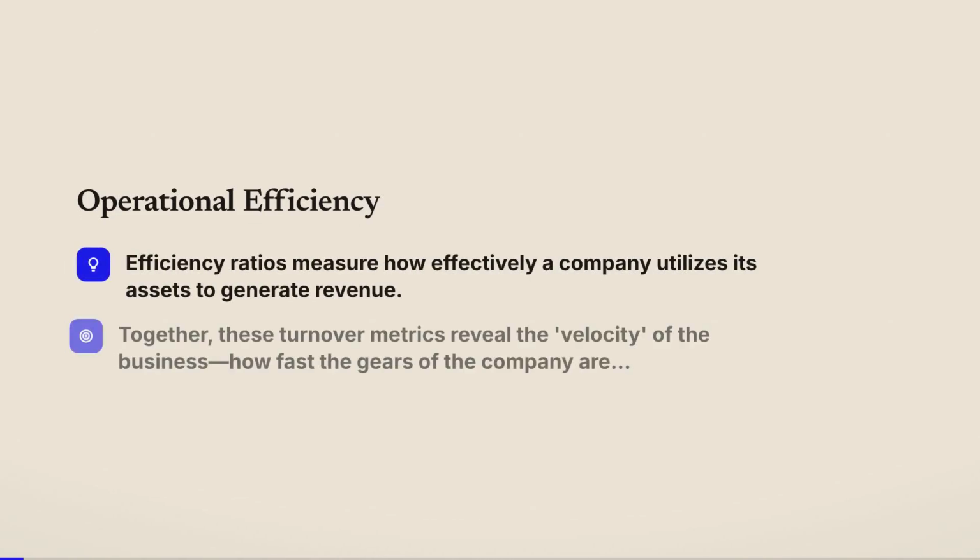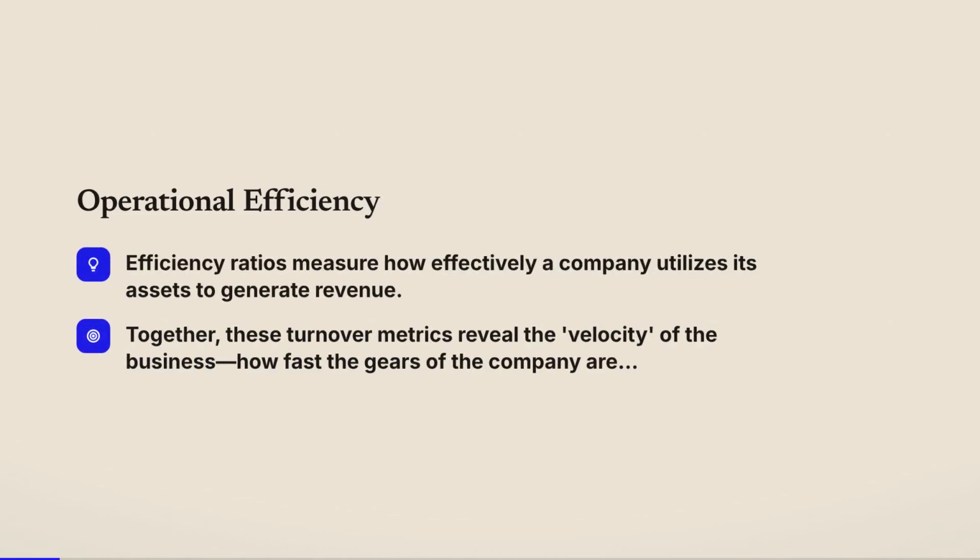Efficiency ratios measure how effectively a company utilizes its assets to generate revenue. The broadest measure is the asset turnover ratio, which takes total sales revenue and divides it by average total assets. It tells you how many dollars of sales you get for every dollar of assets you own. To get more granular, we look at turnover for specific parts of the balance sheet. Accounts receivable turnover tells us how many times a year we collect our outstanding customer credit. A low number here might indicate that the company's credit policy is too loose or its collection department is struggling.